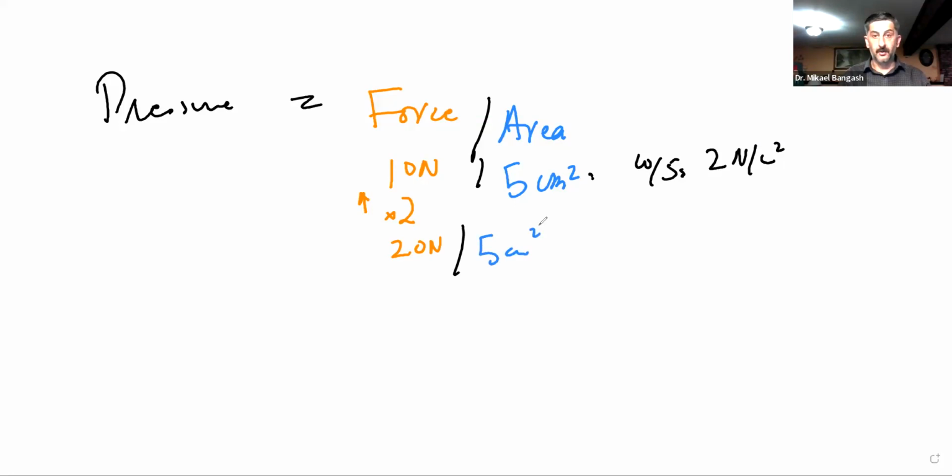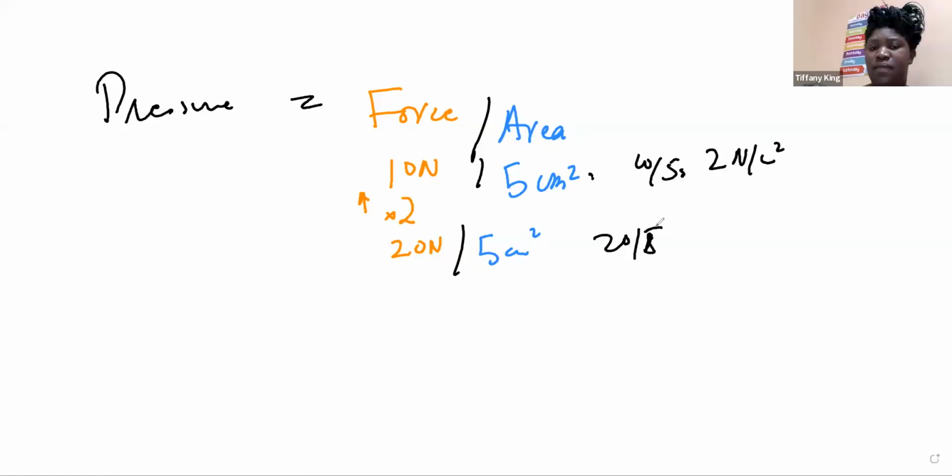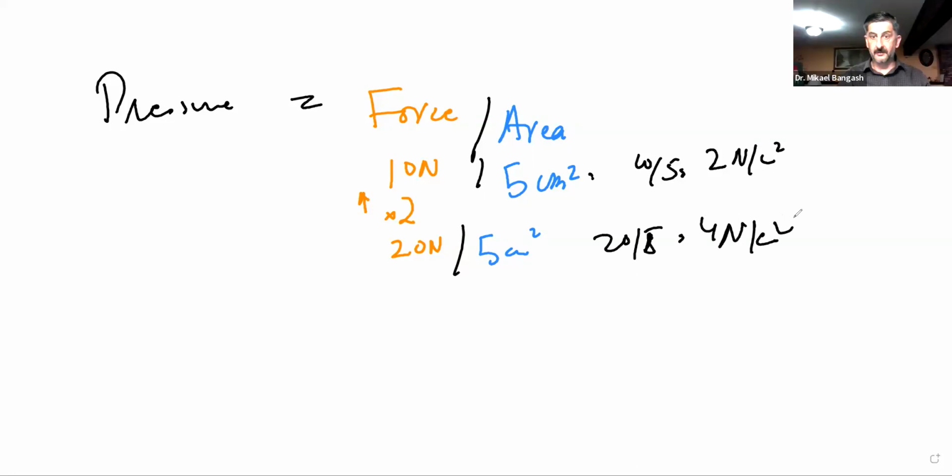So our pressure now is going to be 20 divided by 5, which is 4 newtons per centimeter square. So in this case, what would be the option? Did the force increase 20 times, 50 times, whatsoever? Here it doubled, because you can see straight away that 4 is twice that of 2.